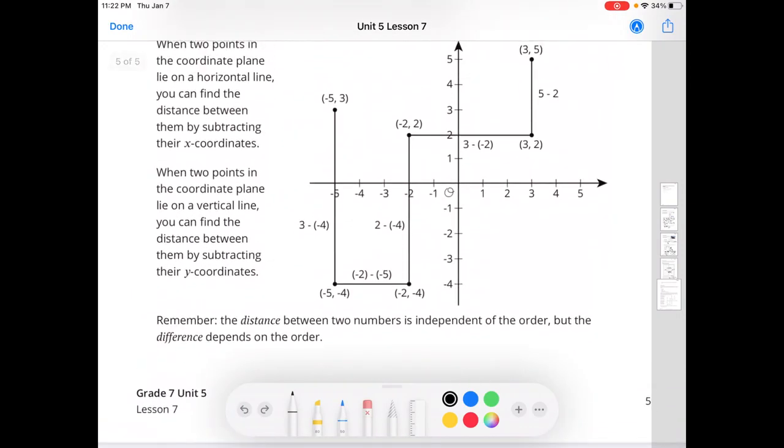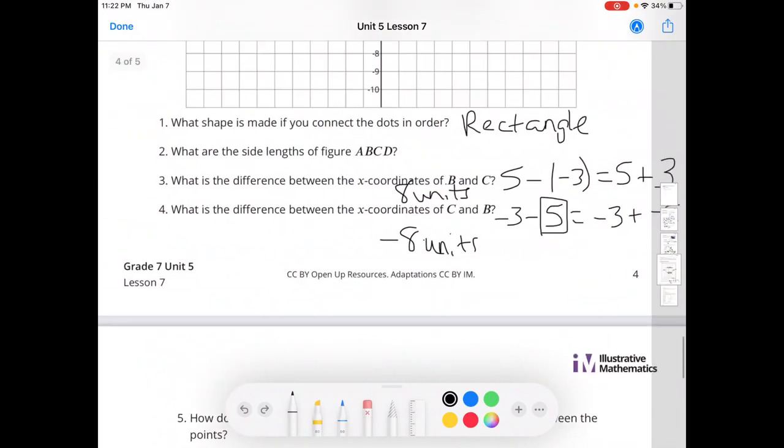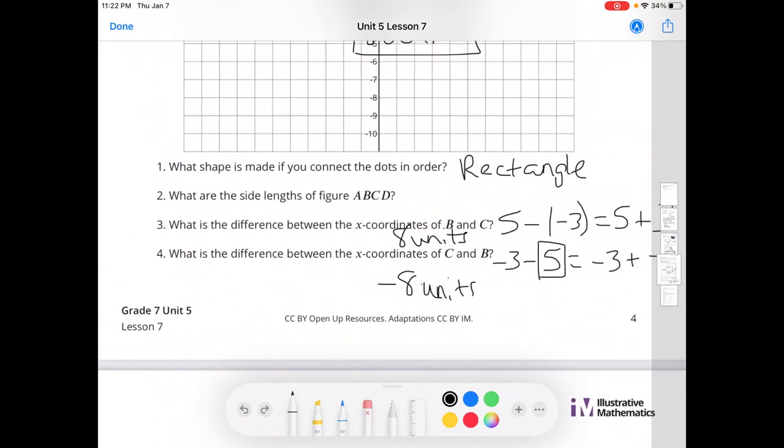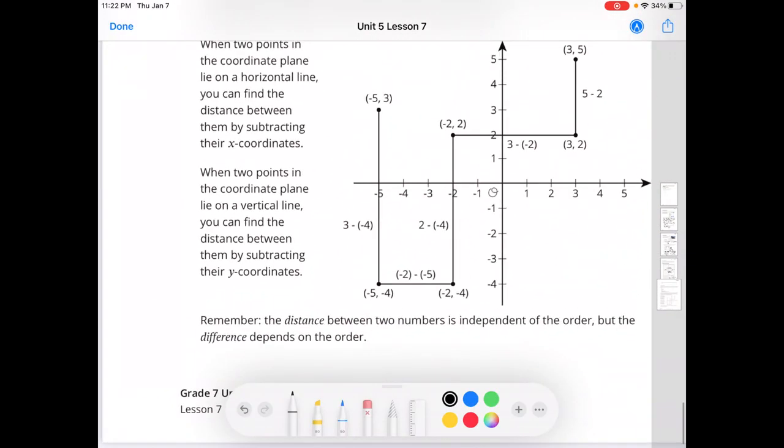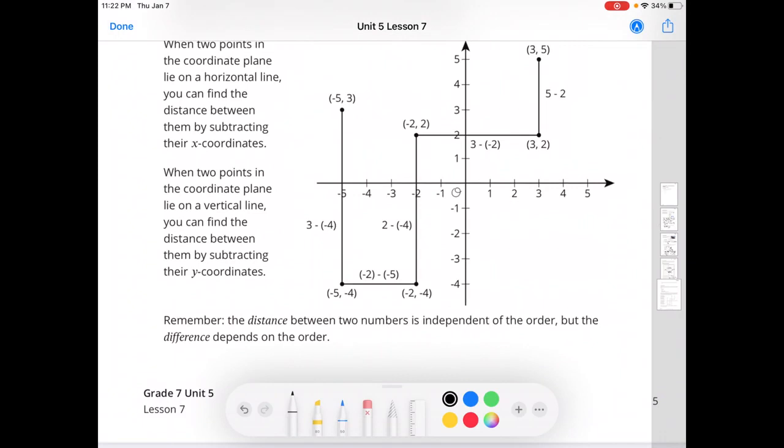So the distance between two numbers is independent of the order. So that means that the order of those does not matter. So up here, the distance between B and C and B is still 8 units, but difference is when the order matters, because that will tell me if it's a positive or negative. So distance does not need positive or negative signs. The difference does depend on the sign, so it's important to include your sign on that.